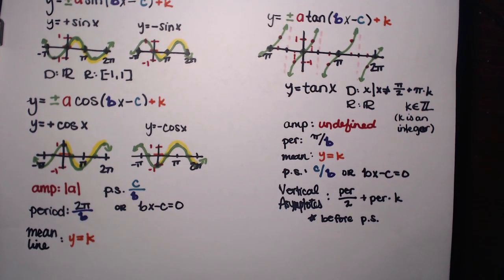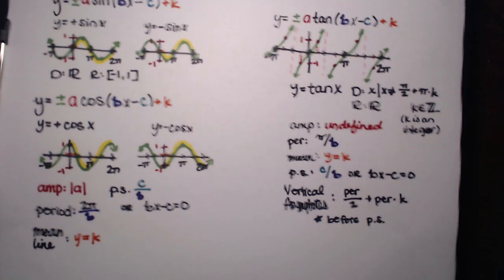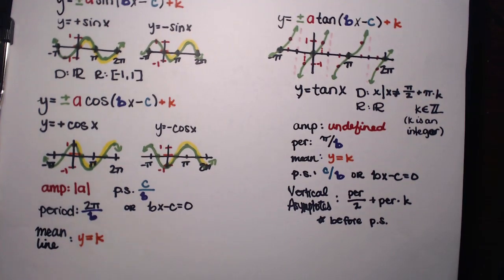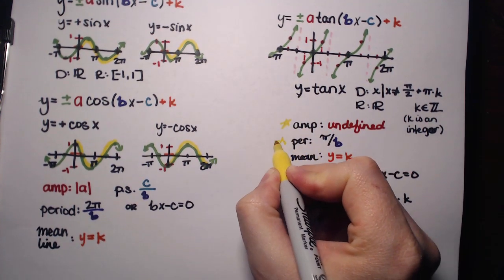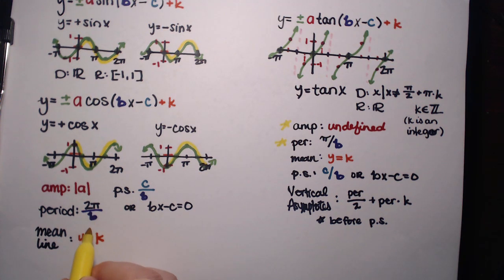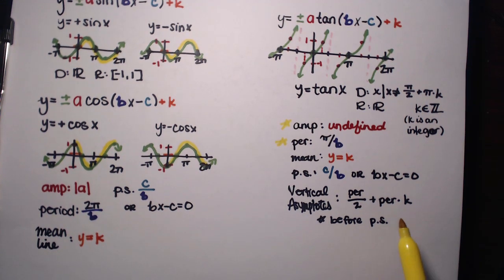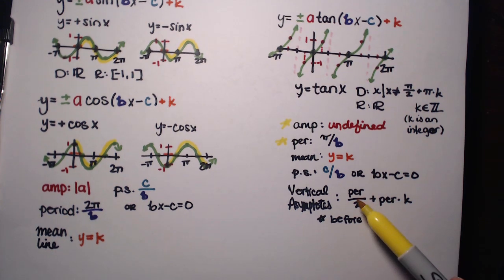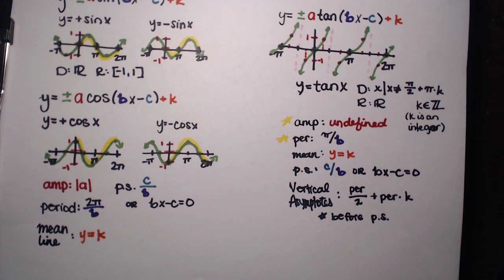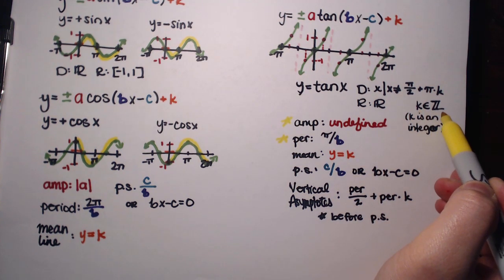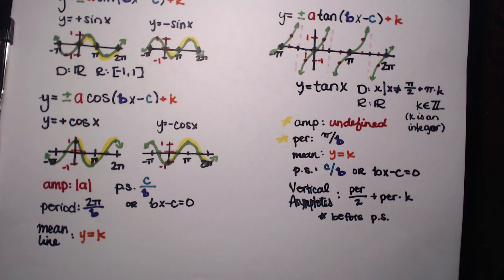The period is different. So the amplitude changes to undefined always. The period is now pi over b instead of 2 pi over b. The phase shift doesn't change and the mean line doesn't change, but now I also have these vertical asymptotes. And if you think about it before a phase shift, you can always find it by just taking the period and dividing it by 2, and then adding the period times a k value. Now k is just an integer.